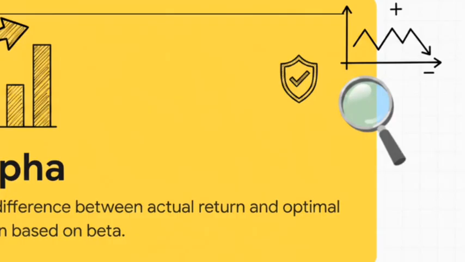Then we have alpha. If you've spent any time around investors, you've definitely heard this buzzword. Alpha is simply the difference between a scheme's actual return and its optimal return based on its beta. Basically, if the alpha is positive, it means the fund manager successfully outperformed the market expectations for that specific level of risk. And a negative alpha? Well, that just indicates underperformance. It really is the ultimate measure of the fund manager's active value add.